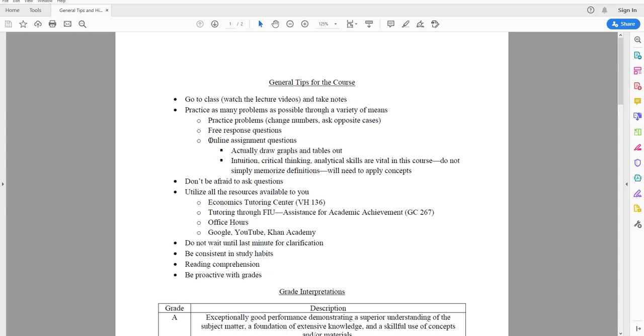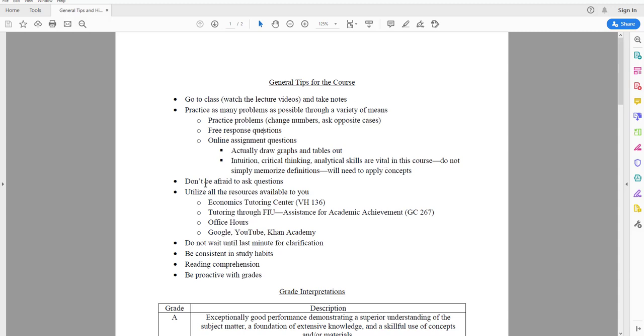And with the online assignments, of course, you have to go ahead and show all of your work. So draw out the graphs, draw out the tables, show your work, show me what data you're working with. And remember that I do stress intuition, critical thinking, and analytical skills in this course. Do not simply memorize definitions. If you simply memorize definitions, then you will not do very well on the exams. You won't do as well as you would have hoped.